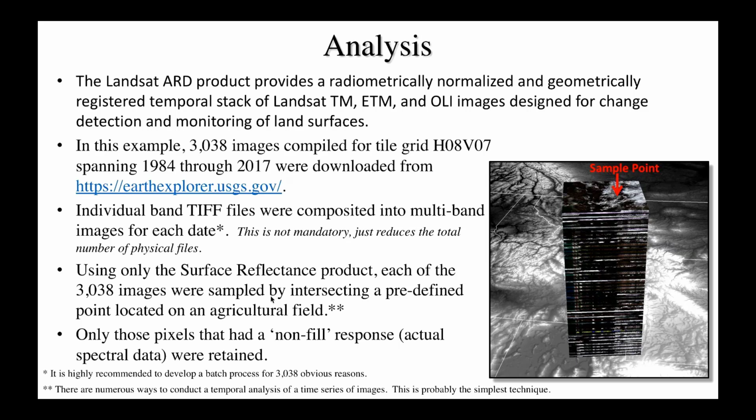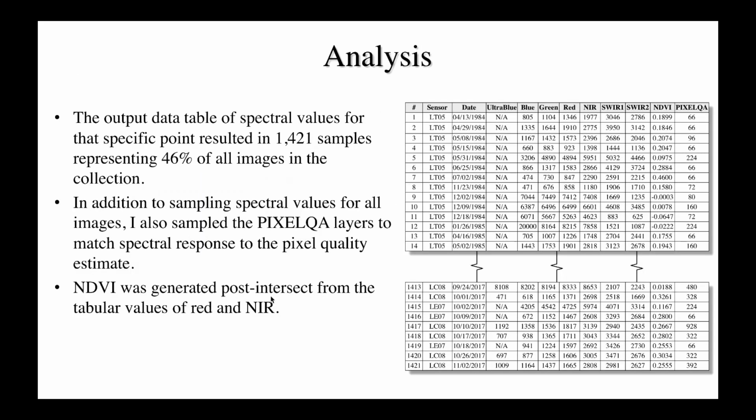So here we have 3,038 images stacked on top of each other. We drop a sample point through it, and we extract the data. In this case, I wrote a short Python script that extracted the point values and dumped it to a table. So here's my table. With the table, I have the sensor, and I have the date of acquisition, which I can just get from the file name.